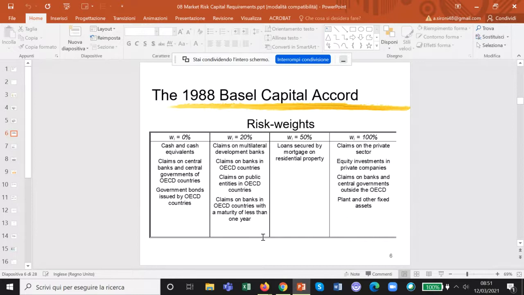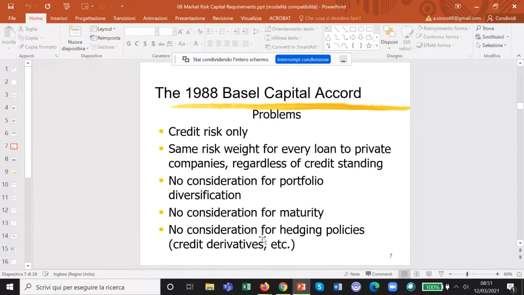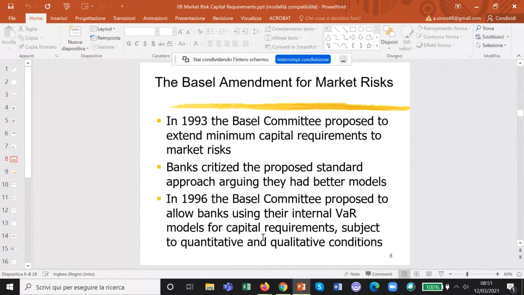But there is no consideration of interest rate risk, there is no consideration of market risk, okay? And what we are focused on today is market risks, okay? So what happened with reference to market risks? Now, in 1993, the Basel Committee actually proposed to extend the minimum capital requirements also to market risks, okay?